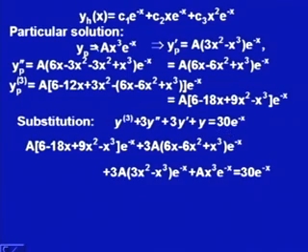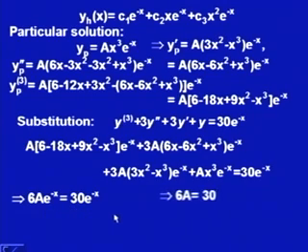That says the function and its derivatives must satisfy this equation. So, now we want that this must satisfy this equation. If we simplify this left hand side and say that it must be equal to this one, we are getting 6a times e to the power minus x must be equal to 30 times e to the power minus x. What does this imply? That 6a must be equal to 30, or a must be equal to 5. So, what I got is the particular solution.